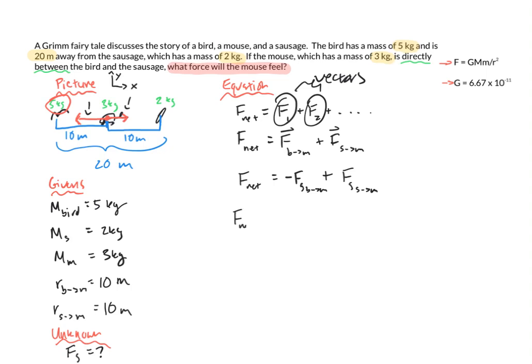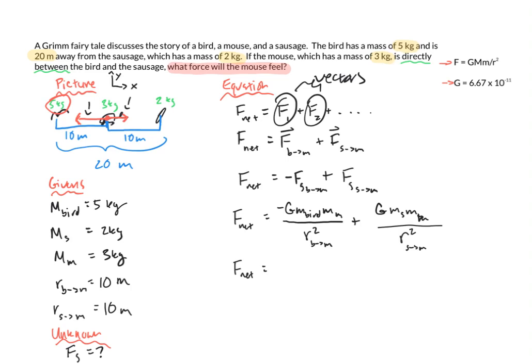So we can go ahead and put in our equation. The force on the mouse is equal to negative G times the mass of the bird times the mass of the mouse divided by r squared. I'm going to call that r bird to mouse squared, plus big G times the mass of the sausage times the mass of the mouse, divided by the distance from the sausage to the mouse, squared. This is very ugly looking, but I promise it's not going to be as bad as you think it is. Let's go ahead and just plug in our numbers, because this is really fundamentally a plug and chug problem.